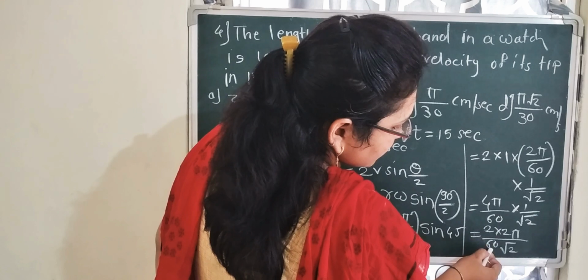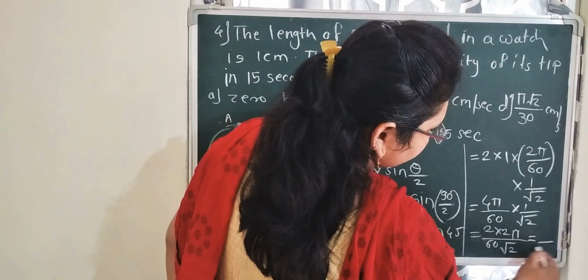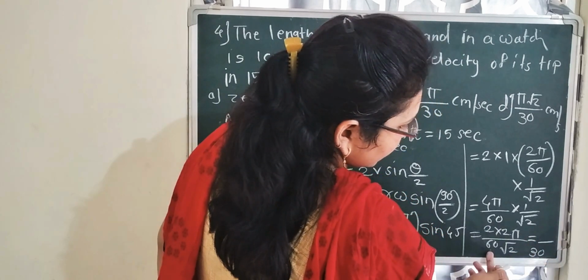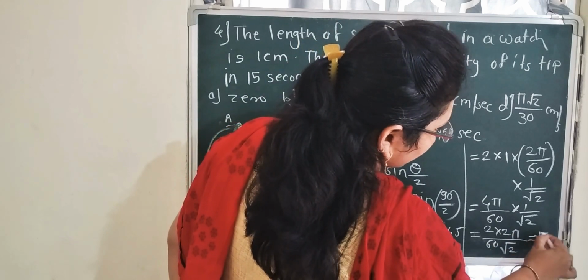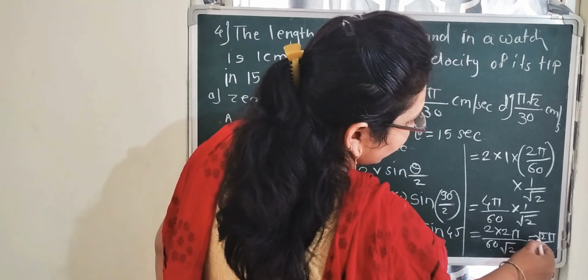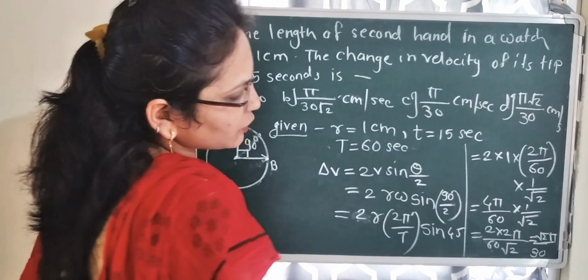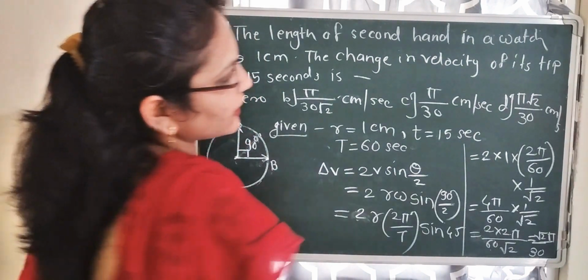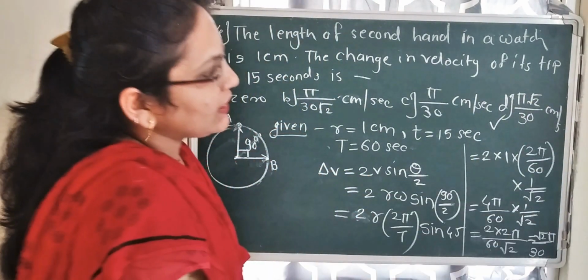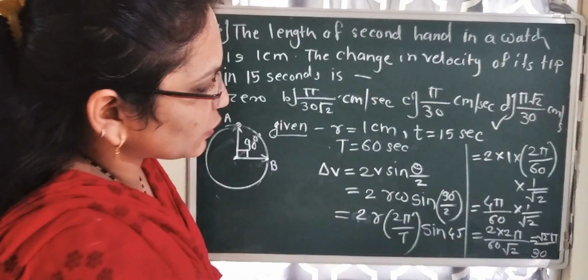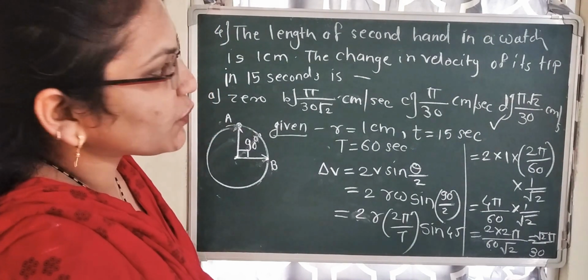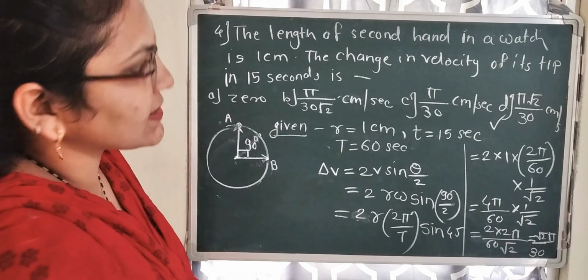Okay, 2 by 60 is 30. Here we get 30 and root 2 pi. Okay, our answer will be root 2 pi upon 30. The correct option will be the last one, D, pi root 2 upon 30. Unit will be centimeter per second.